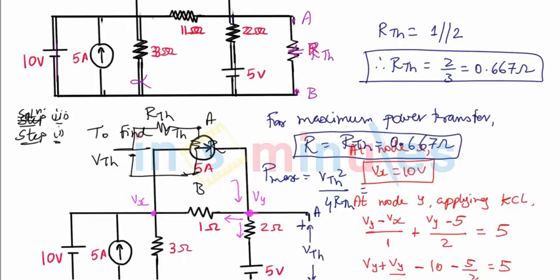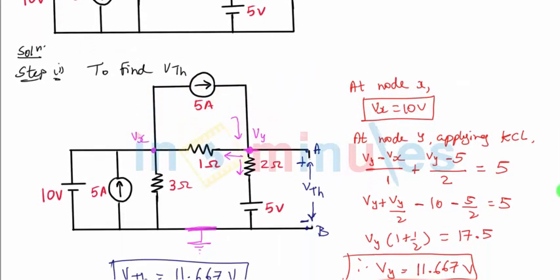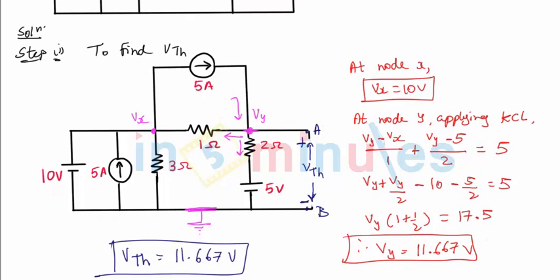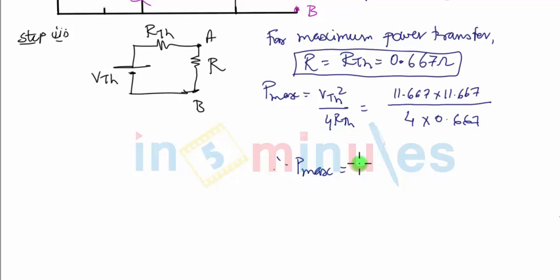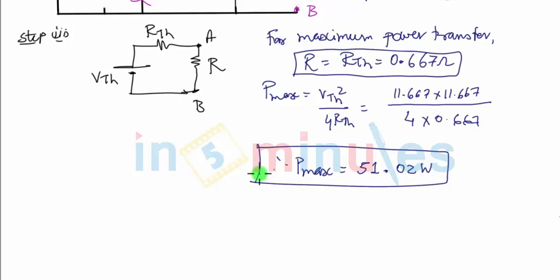Alright, so we had got VTH equal to, in the previous question, 11.67. So 11.67 square divided by 4 into RTH, which is 0.667. If you solve this, we get Pmax, which is approximately 51.02 watts. So that's the value of Pmax. This much is the maximum power that will be transferred to the resistance R.